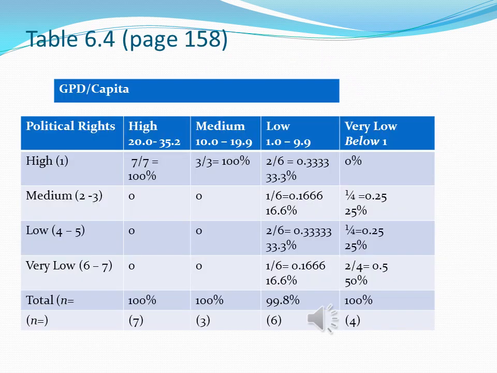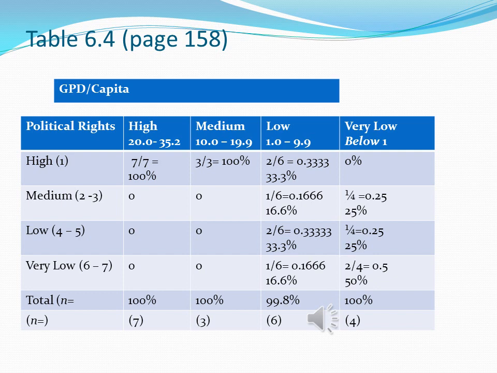Okay, this is table 6.4 on page 158 of your Sirkin book. GDP per capita. You'll see this play out more here, what I was talking about. Notice they're doing it per column, the way they're presenting this. So the first column is entitled Political Rights: High, Medium, which is 2 to 3, Low 4 to 5, Very Low 6 to 7, and your total column, N equals.